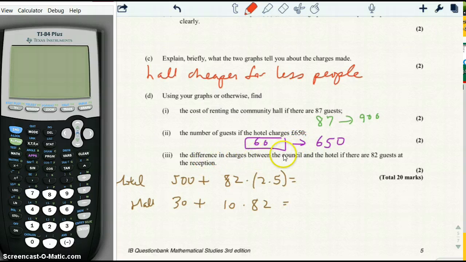And then the difference in charge between the council and the hotel if there are 82 guests, we'll use the formula, put 82 in for the first formula, 82 in for the second formula, see what the result is, and subtract the two.